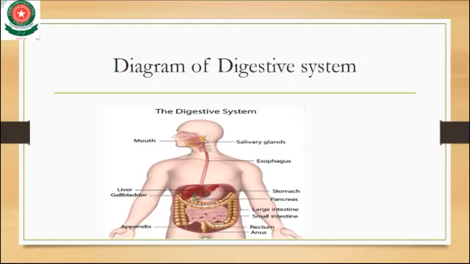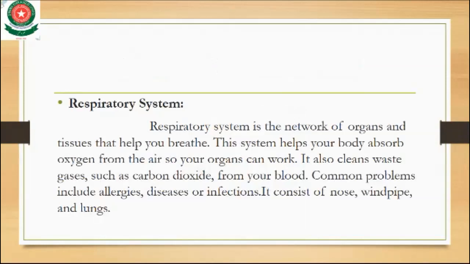And the second kind of human organ system is the respiratory system. The respiratory system is the network of organs and tissues. What is an organ and what is a tissue? We will discuss them in detail in lecture number 2. The respiratory system is the network of organs and tissues that help you breathe.